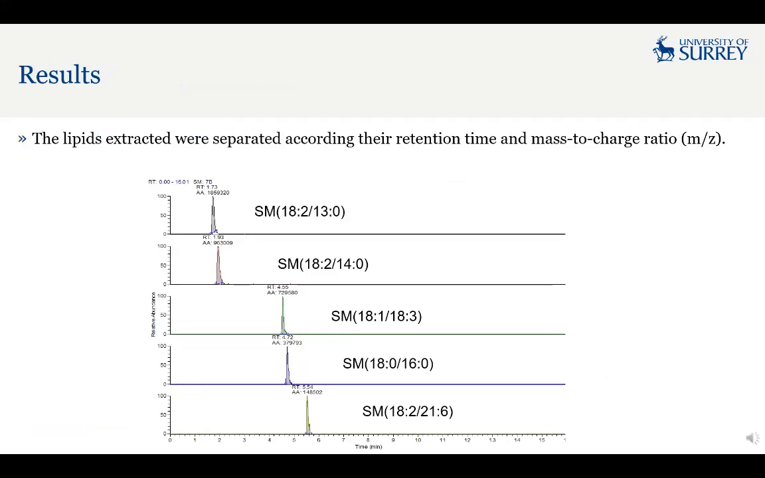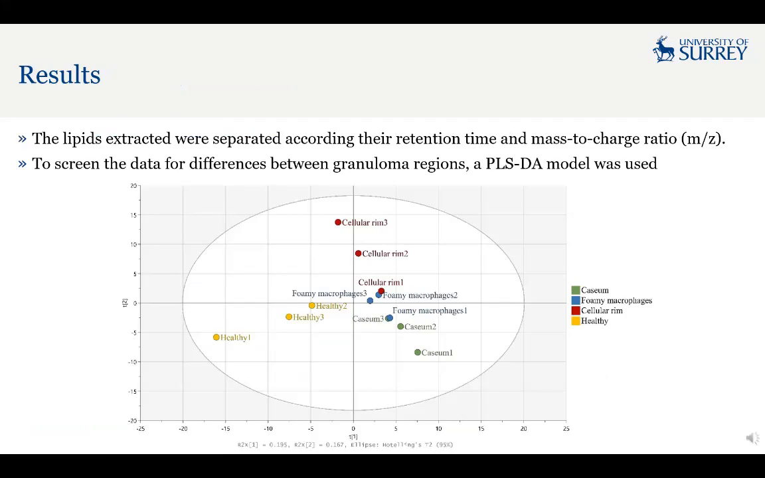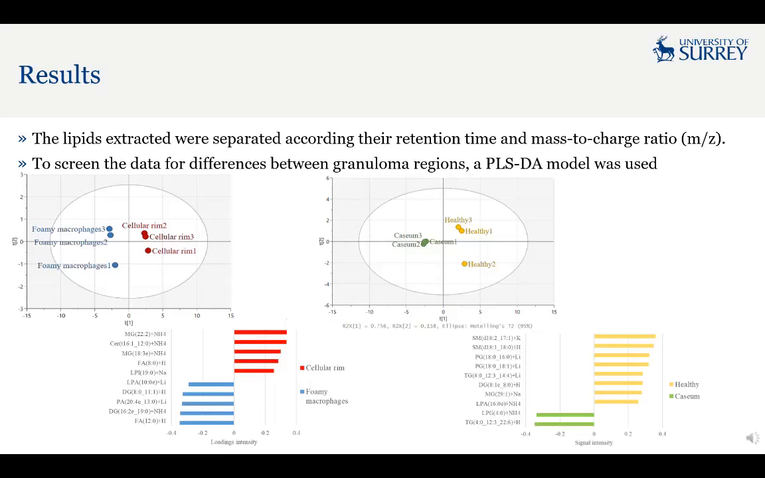The extracted lipids were separated according to their retention time and mass to charge ratio. A software called LipidSearch allowed the detected lipids to be identified, and the different areas of the granuloma were separated using PLSDA. The analysis gave a list of lipids that contributed most to the model and were most different between the areas of the tissue.